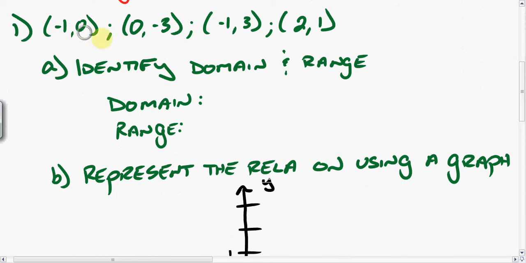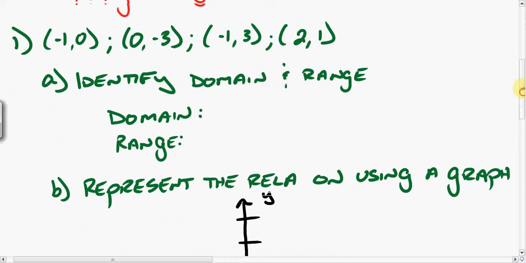So the problem is right here. All right, so you're given -1, comma 0. That's your first ordered pair. Second ordered pair is 0, comma -3. Third ordered pair is -1, comma 3. And your fourth ordered pair is 2, comma 1. So we have a set of ordered pairs. And the first thing we're asked to do is basically identify the domain and the range.